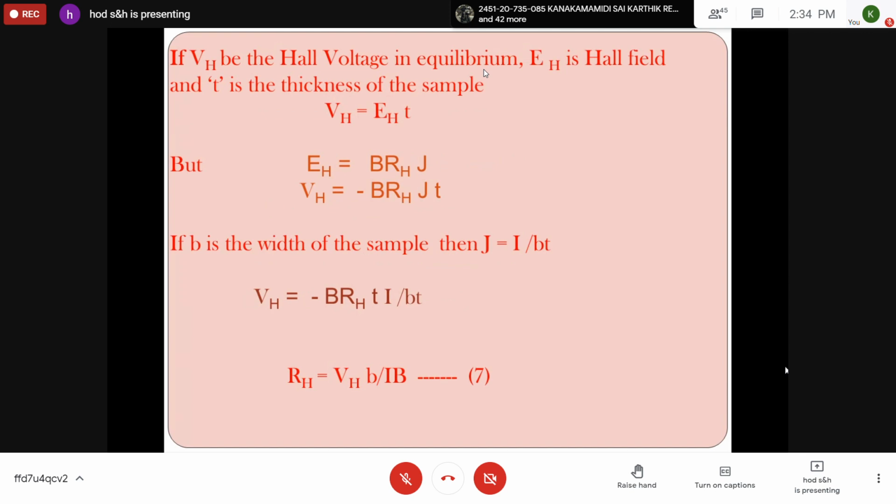So if VH is the Hall voltage in equilibrium, EH is the Hall field, and t is the thickness of the sample, then VH is equal to EH into t. Here V is equal to Ed, where d is the distance between the plates, and here we are assuming t is the thickness of the sample. But from the previous expression, EH is equal to B RH J.